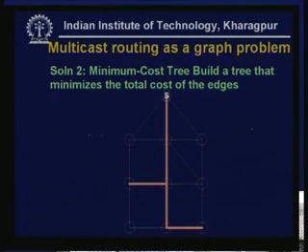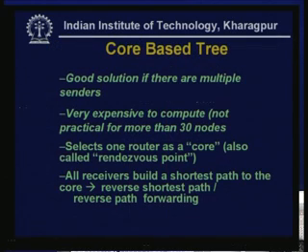This is of course very difficult to compute. Something close to this is what people try to compute, and that is called a core based tree. It is a good solution if there are multiple senders. Instead of keeping one source based tree for each potential source, we keep one core based tree, but it is very expensive to compute, not practical for more than 30 nodes. It selects one router as core, also called the rendezvous point, and all receivers build the shortest path to the core, once again using reverse shortest path or reverse path forwarding.